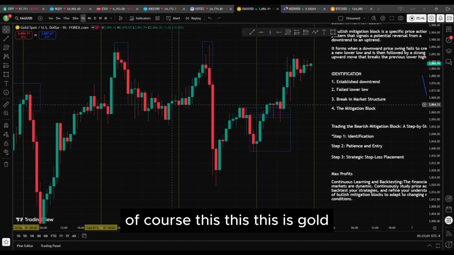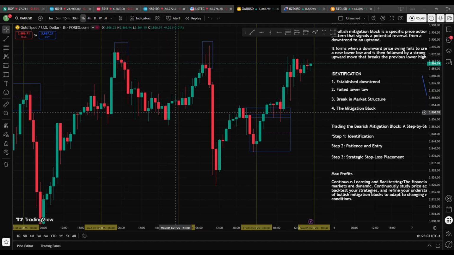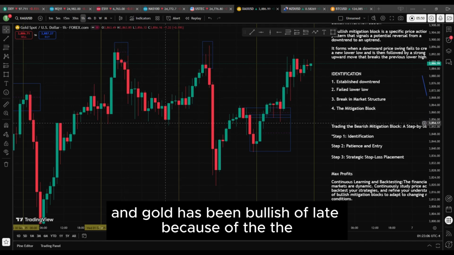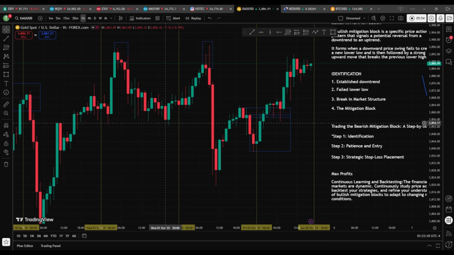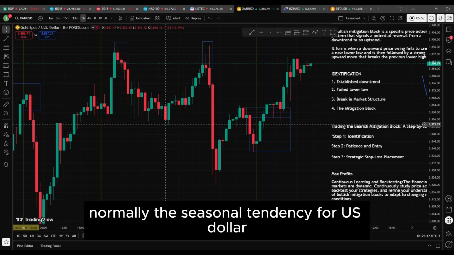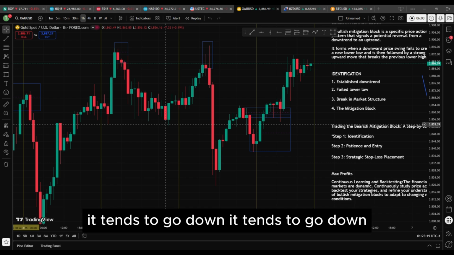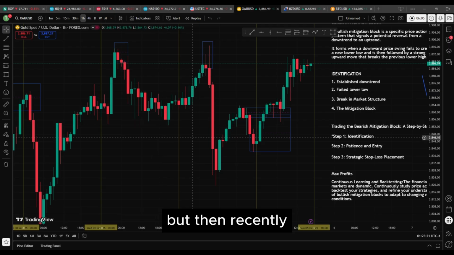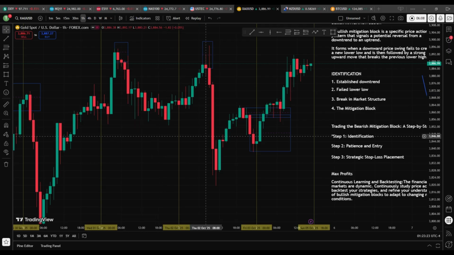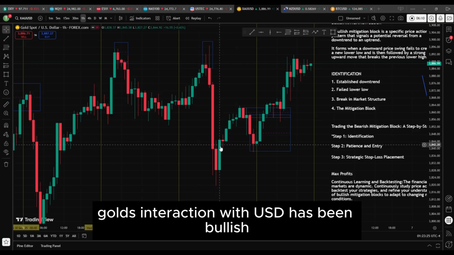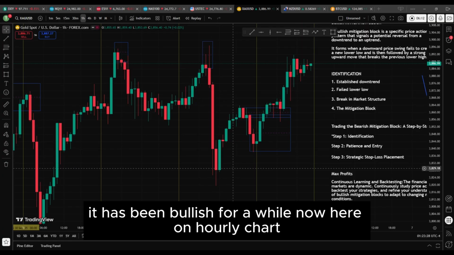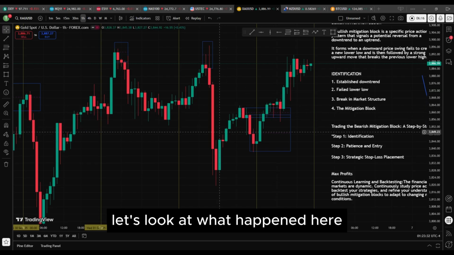Of course, this is gold USD, and gold has been bullish of late. But normally, this is not the tendency for the US dollar. When it gets to the fourth quarter, it tends to go down. But then recently, most interaction with USD has been bullish. It has been bullish for a while now. Here on the hourly chart, let's look at what happened.